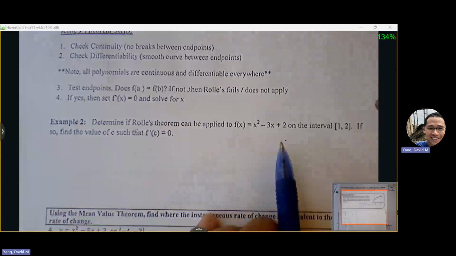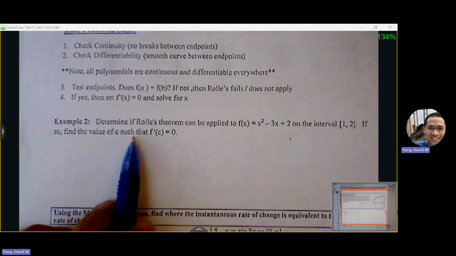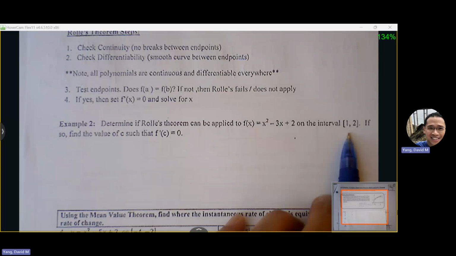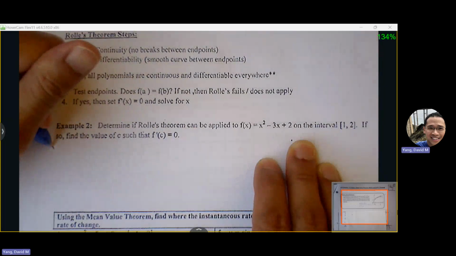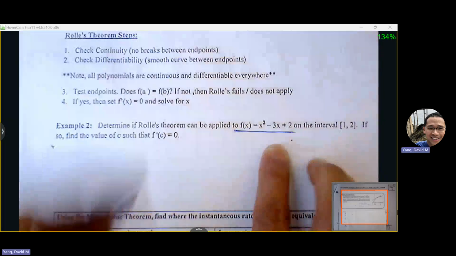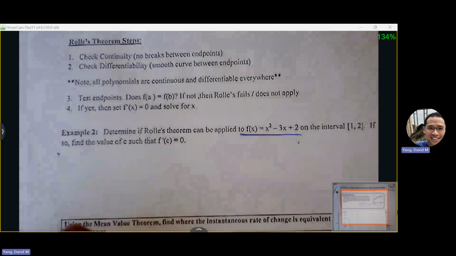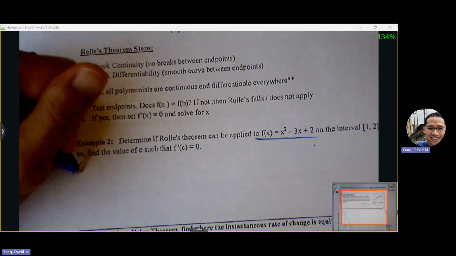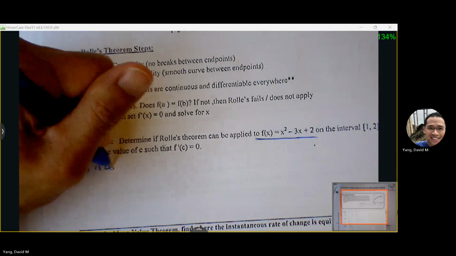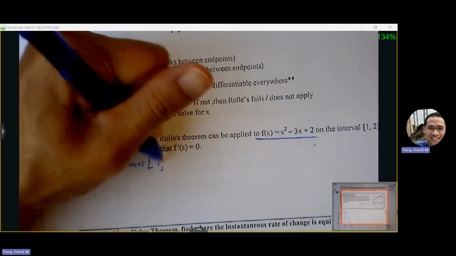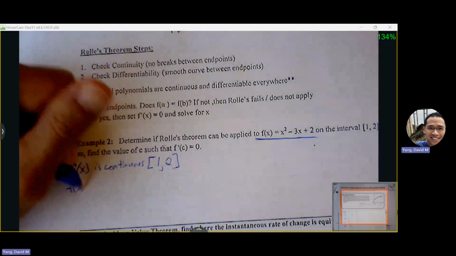So here's example 2. Determine if Rolle's theorem can be applied on the interval from 1 to 2. If so, find the values such that f prime of c is equal to 0. So first things first, let's find our conditions. If we're looking at a polynomial, our polynomial will always pass all of our conditions. No sharp turns, no holes, no asymptotes. Let's spend the time to write out our conditions. Okay, so continuity is with brackets, and differentiability is with parentheses.